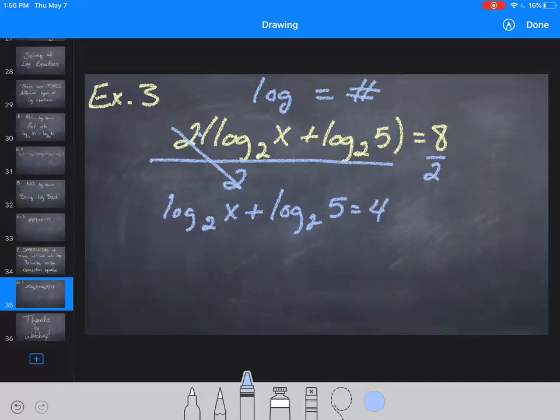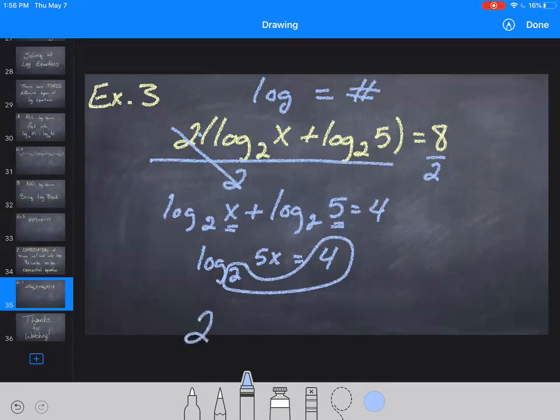Now I'm going to condense the left side so I have a single log. Well, addition tells me that I can multiply. So I can write log base 2 one time, and then I'm going to multiply my x times my 5, because remember, whenever they're adding, we multiply our arguments. So x times 5 gives me 5x is equal to 4. Now we have a log equal to a number. We can go ahead and circle our base in our answer. And this is going to allow us to rewrite this as an exponential equation.